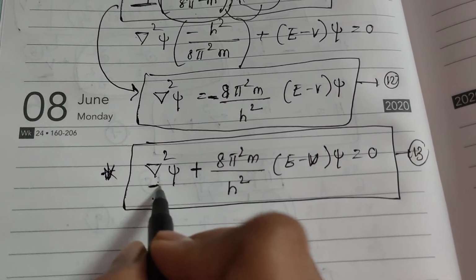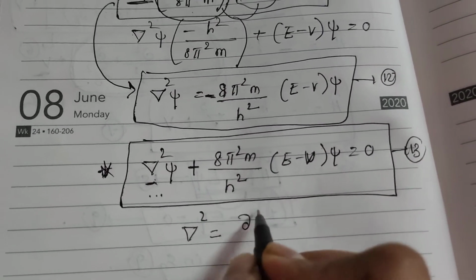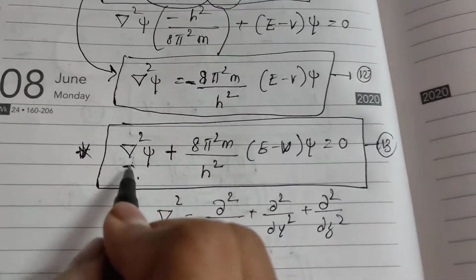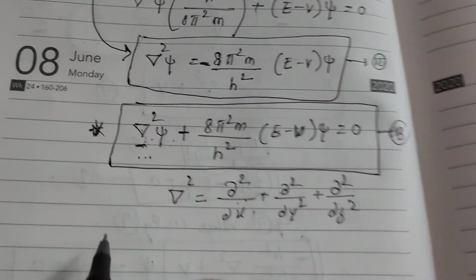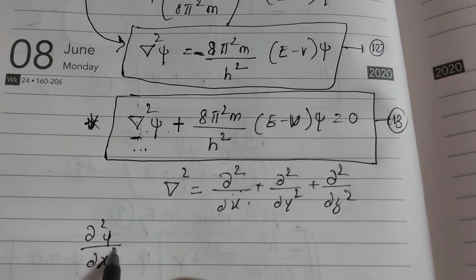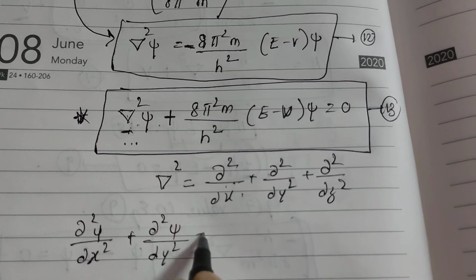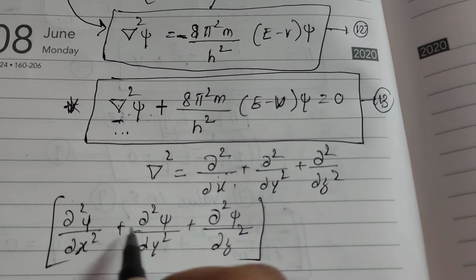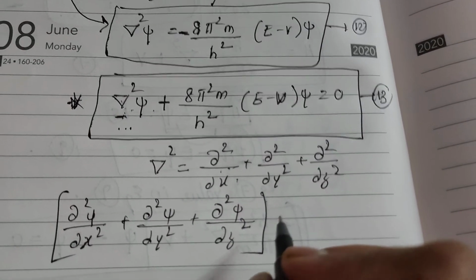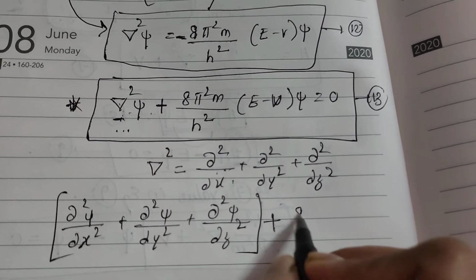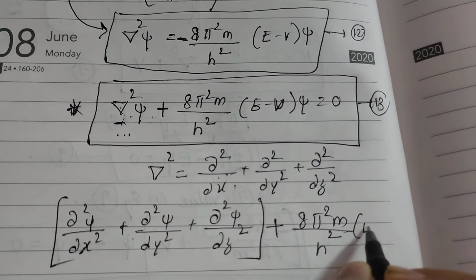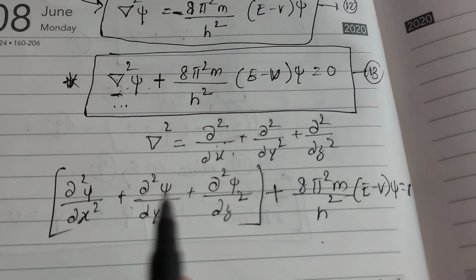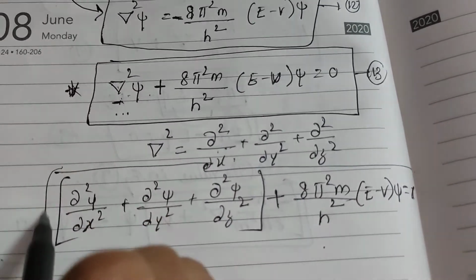Here, for del square, the Laplacian operator, we substitute dou square upon dou x square, dou square upon dou y square, dou square upon dou z square. If you substitute this value here, you can multiply each term with psi, and you get the final equation: dou square psi upon dou x square plus dou square psi upon dou y square plus dou square psi upon dou z square. Or else you can individually multiply, or keep psi at the end; both are correct. Plus 8 pi square m upon h square (E minus V) psi equals 0. This is the common form of the Schrodinger wave equation on the basis of the postulates of quantum mechanics. This is the final Schrodinger wave equation.